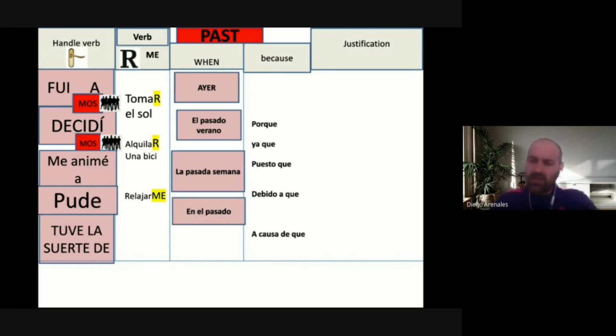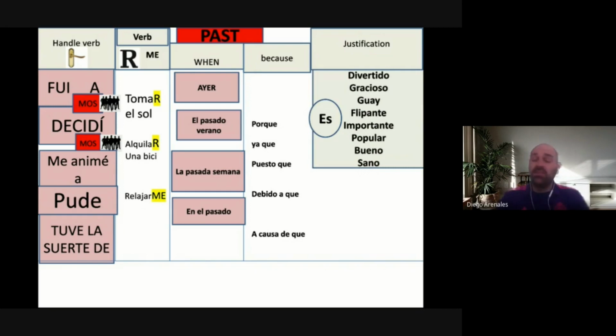And don't forget, you can use different ways to say because in Spanish: porque, ya que, puesto que, debido a que, or a causa de que, and actually all mean the same, because. So you can use a variety of expressions to justify your actions. And then you go to options. You can use an adjective using ES: divertido, gracioso, guay, flipante. It's up to you. Try to choose the adjective that best describes your action.